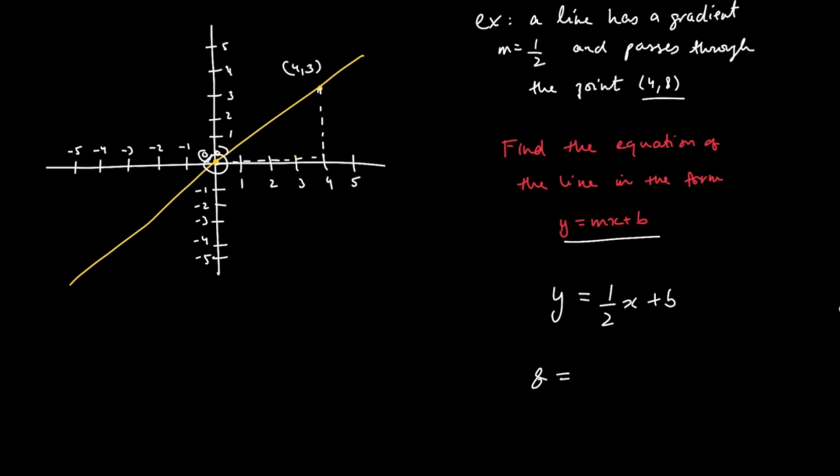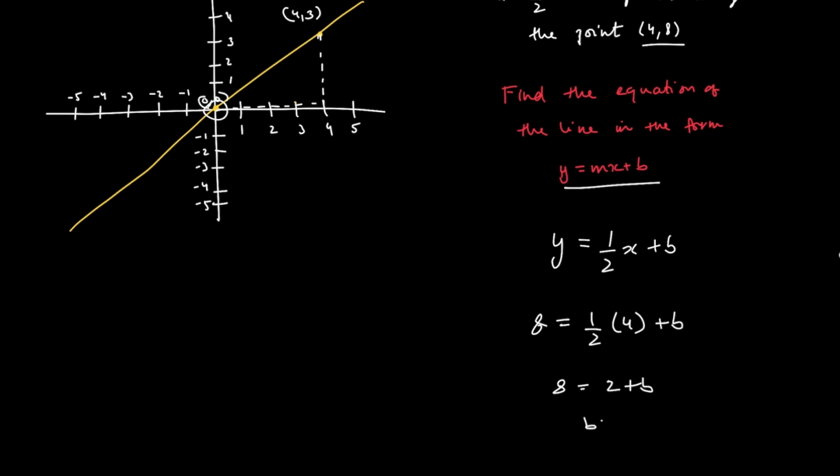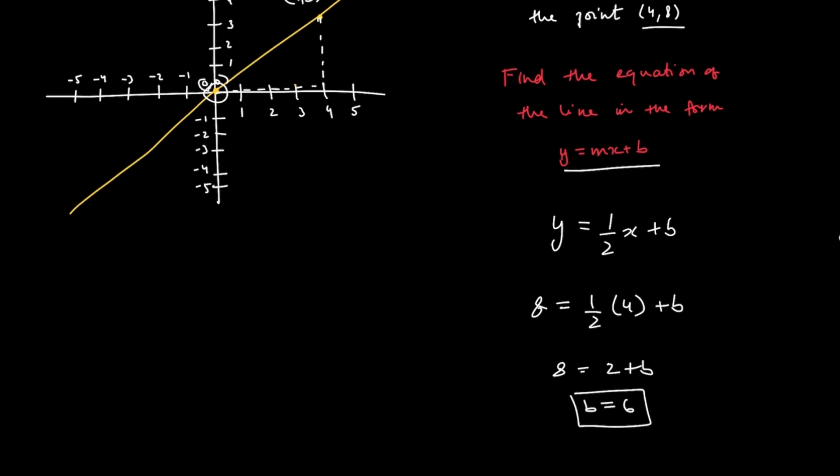So what we can do is 8 is equal to 1/2 times 4 plus b. And then solving for b in this case, we get 8 equals 2 plus b. So we get b is equal to 6. And this is our y-intercept for that line. So the full equation would be y equals half x plus 6.